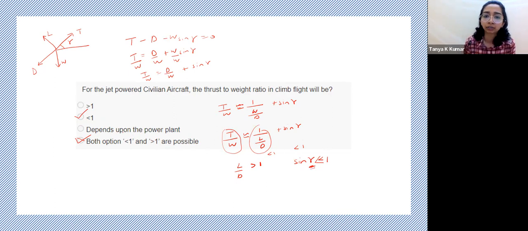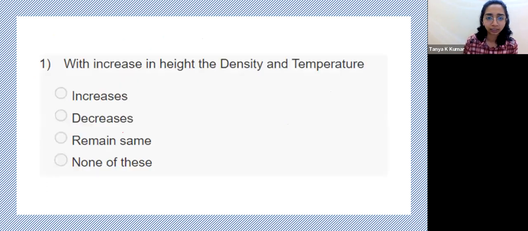Whereas for a fighter aircraft or quadcopters or anything which has vertical takeoff, these assumptions will not remain valid. So this was a question from the last series. Moving on to assignment 1 questions.